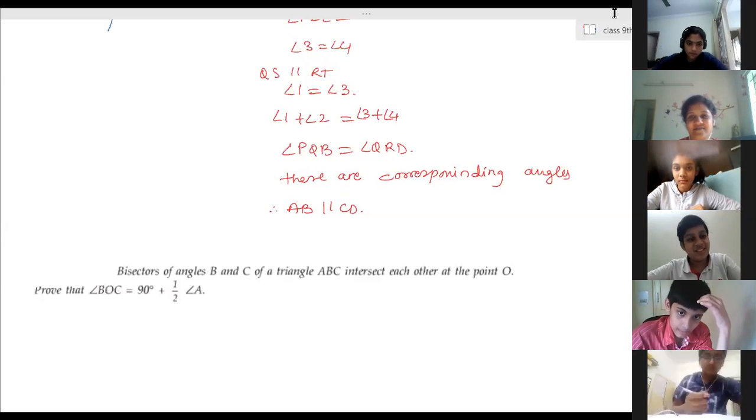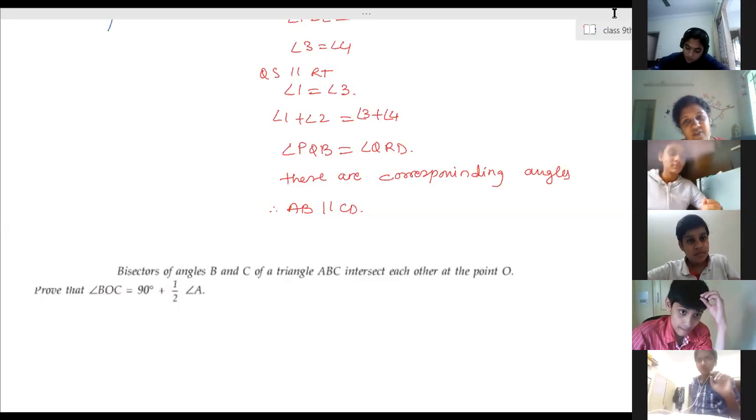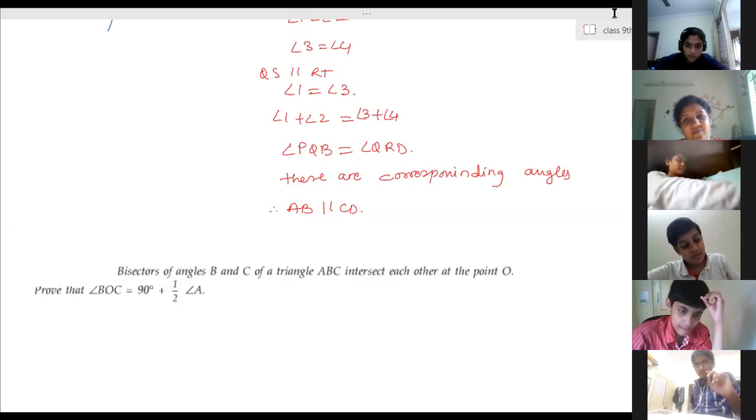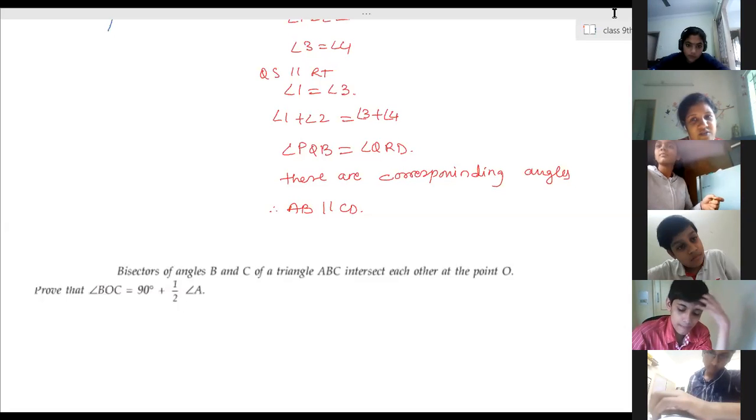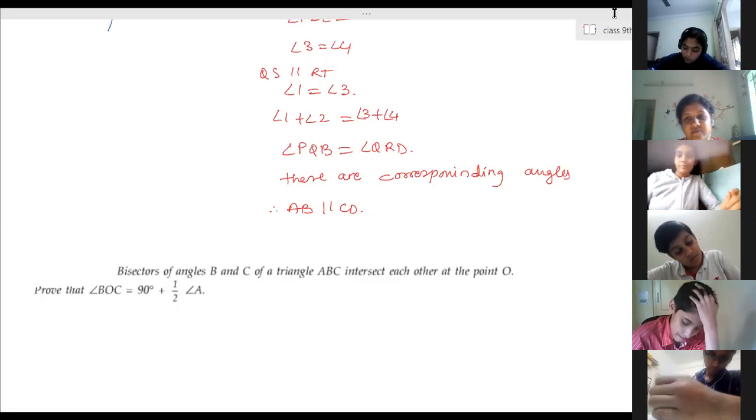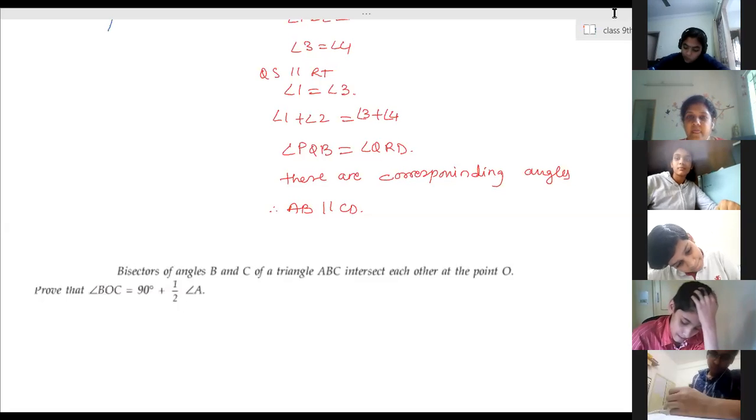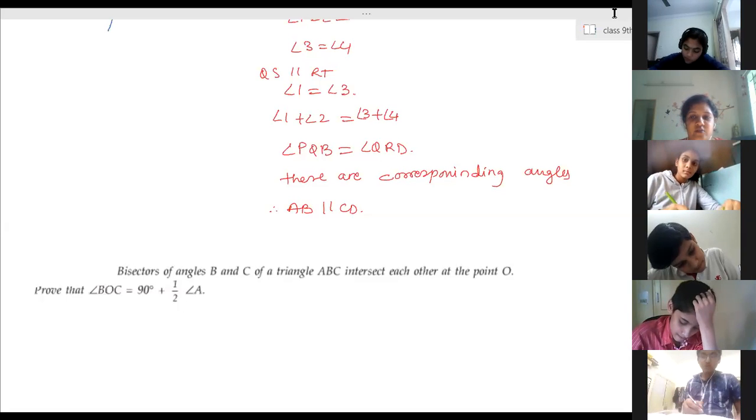We have done these two questions. I told you these are the most important questions. This is one, and another one is 90 minus half of A. Both of them I told are very, very important questions. Draw the figure first.